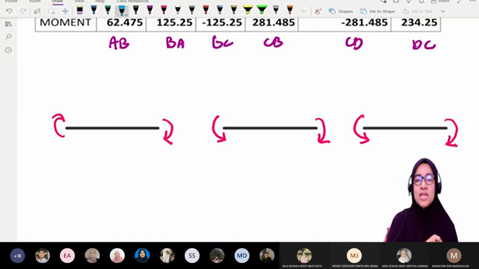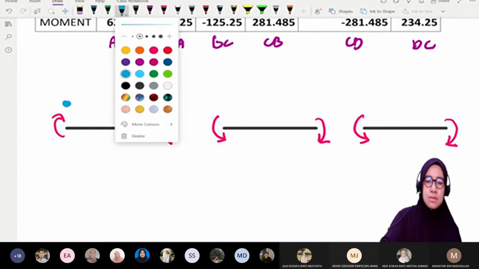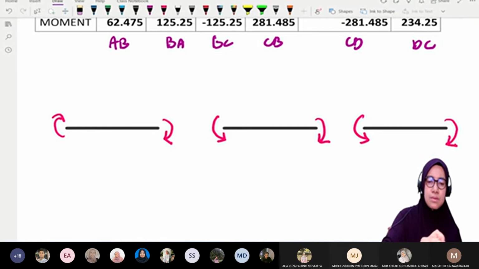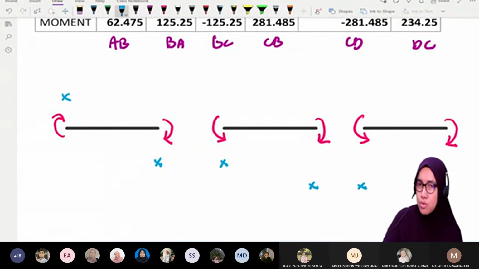The moment position in the diagram means that position pertama dia dekat sini. Okay, the first position dekat sini. Okay, the second position dekat sini. Okay, yang ni position dia dekat sini. Okay, yang ni tengok pada arrow. Position dia dekat sini. Okay, this is the position. Tengok pada anak panah tu, pada arrow.